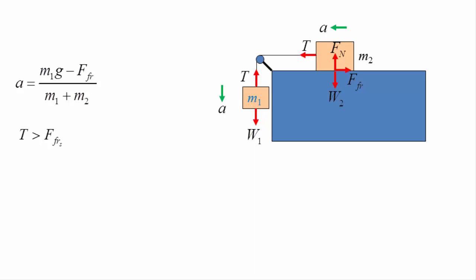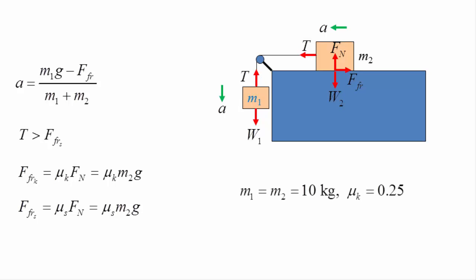The final thing to note is that if there is acceleration, then friction changes from static to kinetic friction, which is governed by the coefficient of kinetic friction instead of the coefficient of static friction. Frictional force is equal to the coefficient of friction multiplied by the normal force acting on mass 2. Since mass 2 is on a horizontal surface, then the normal force acting on it is equal to its weight. So if our masses are 10 kilograms each, and the coefficient of kinetic friction between mass 2 and the horizontal surface is 0.25, then what is the acceleration of the masses?